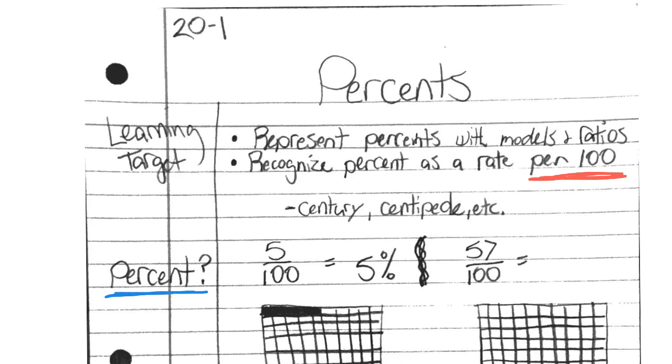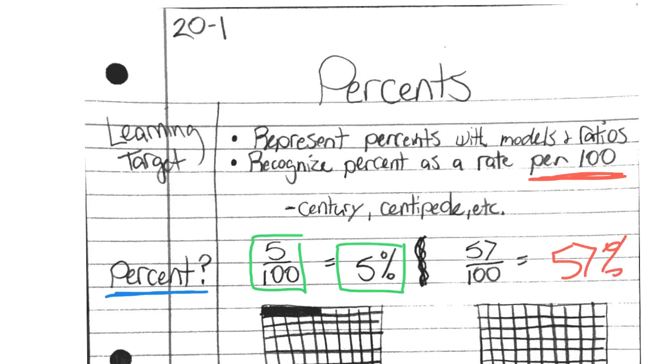So for instance, down here, if we're looking at some examples that are given to us as a fraction or a ratio, this one, 5 over 100, since that's 5 per 100, we would say that is 5% because it's per 100. So over here, there's another example. If they were to say, okay, what about 57 out of 100? You would know that's 57 per 100, or we could rewrite it as 57%.